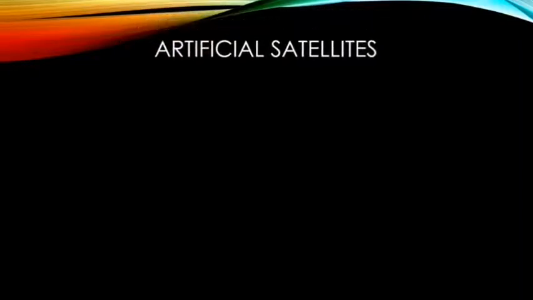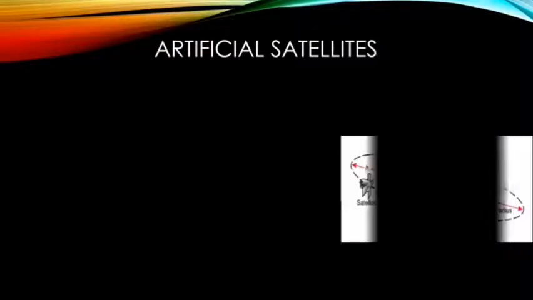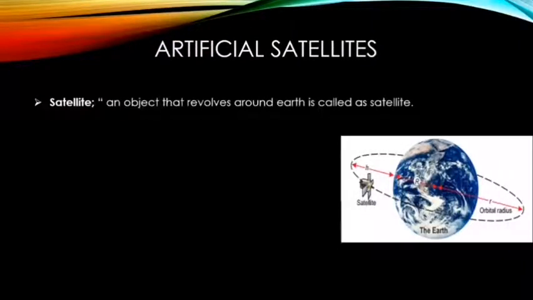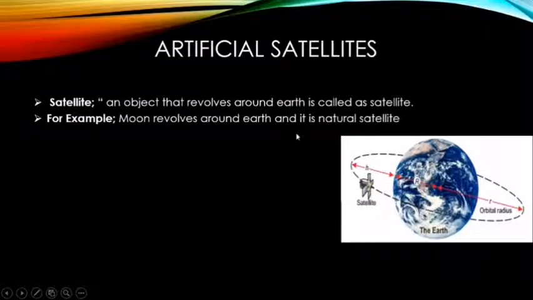Now let's move towards artificial satellites. Before discussing artificial satellites, first of all we must know about satellites. What is a satellite? A satellite is an object that revolves around the earth. Any object that revolves around the earth is known as a satellite. For example, our natural satellite is the moon. The moon revolves around the earth, so it is the natural satellite of the earth.